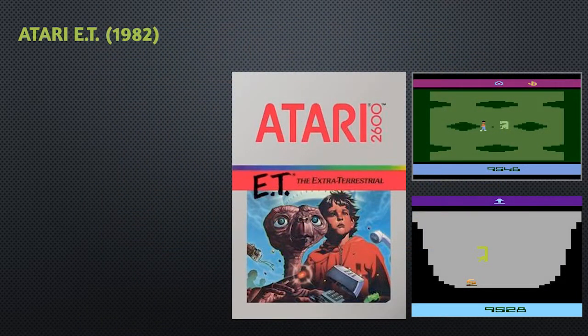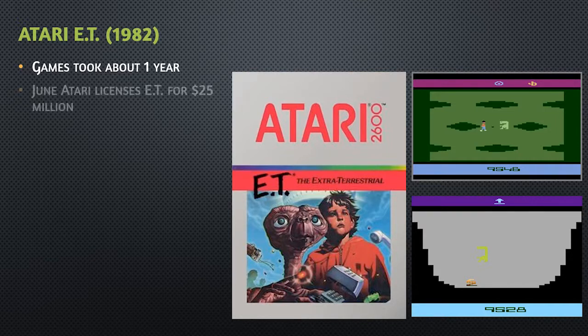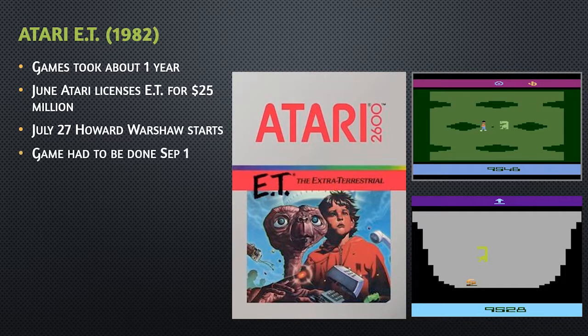Okay, the second thing that happened was E.T. was a big movie. Christmas was coming, and Atari said, okay, let's license this game. Games normally take a year. They licensed the thing in June for $25 million, and on July 27th, they say, okay, start programming this thing, and you have to be done September 1st. So take a whole year of development and squish it down into like 2 months.